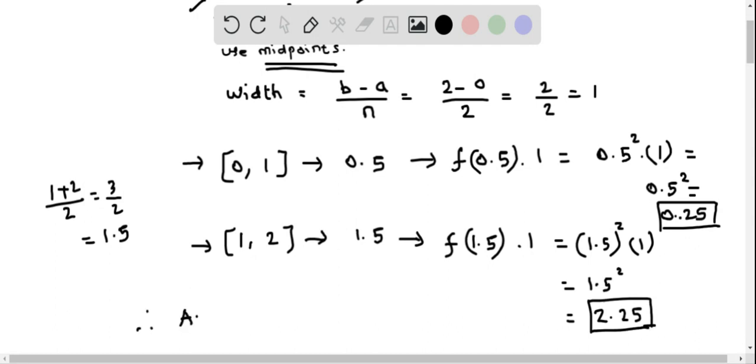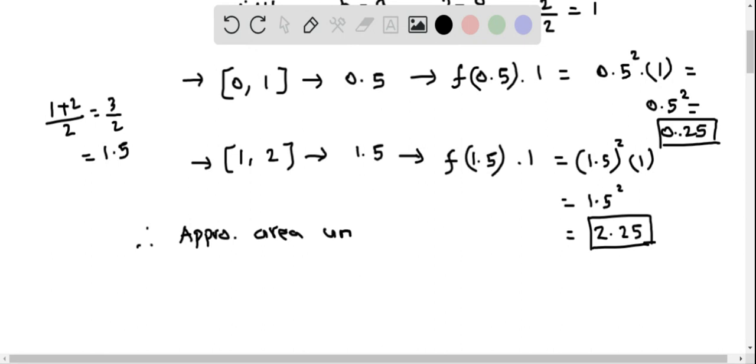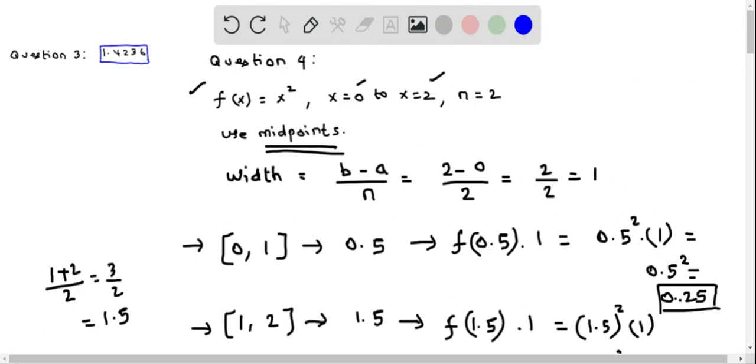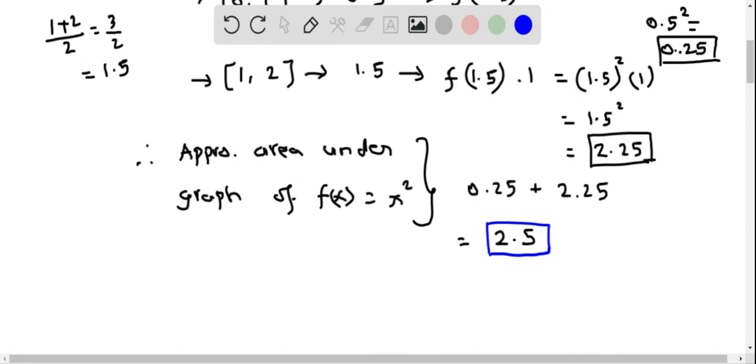Therefore, the approximate area under the graph of f of x equals x squared is found by adding up these two areas. So this is 0.25 plus 2.25, and this equals 2.5. So this is the approximate area under the graph of f of x equals x squared, defined in the interval 0 to 2, using two rectangles and using midpoints.